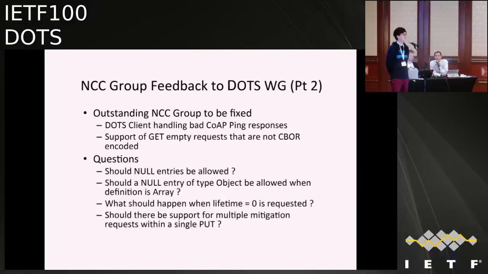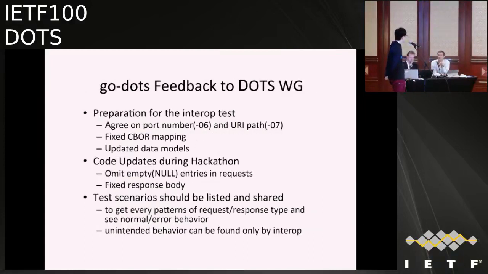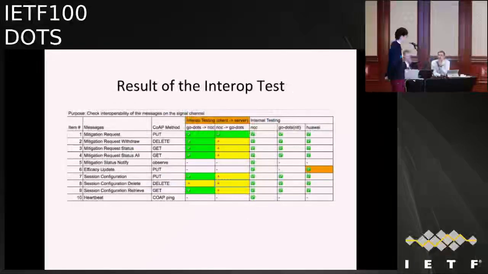So I have a related question. From what the interop matrix showed, it looked like those are all signal features. Were any of the aspects related to the data channel explored? Yeah, so as I said, this is the first interop test.